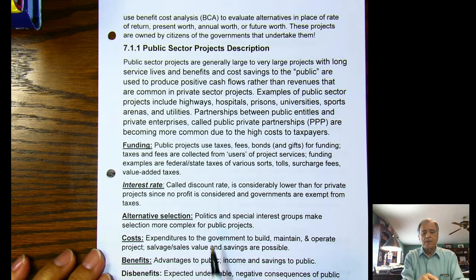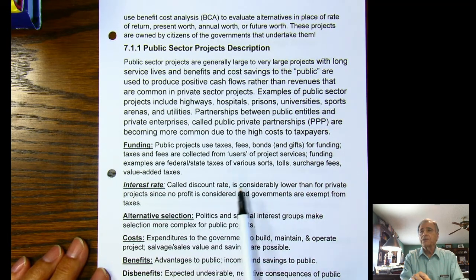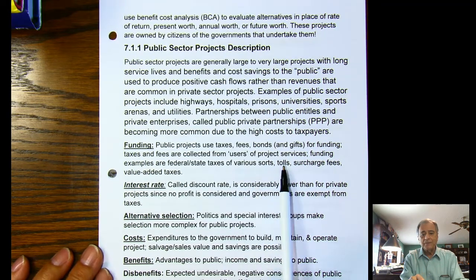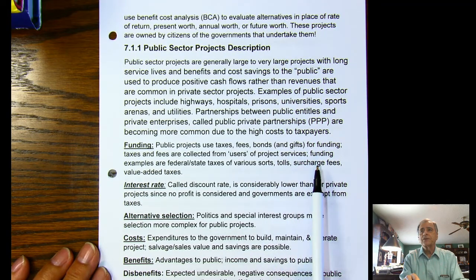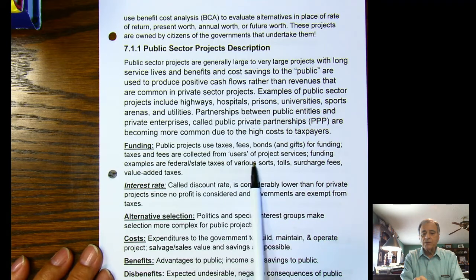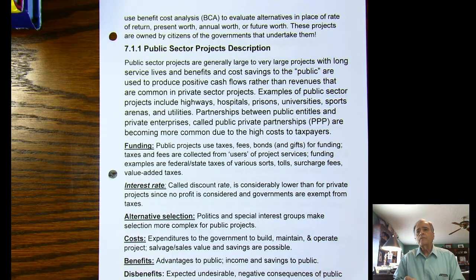So funding public projects uses taxes, fees, and bonds, and gifts. Universities use gifts a lot, but other things like highways and hospitals generally don't, but, well, hospitals do, MD Anderson gets significant gifts, and so on. Taxes, fees are collected from users, for example, toll roads, and so on. The interest rate is generally lower.